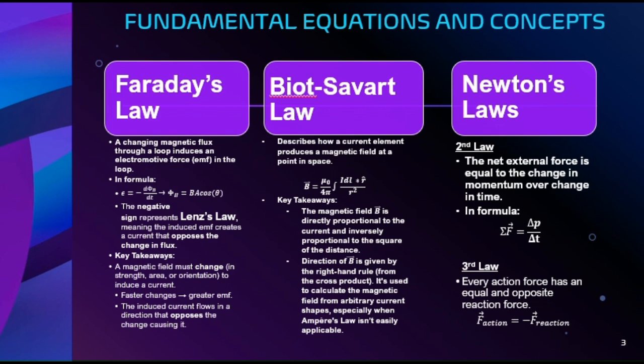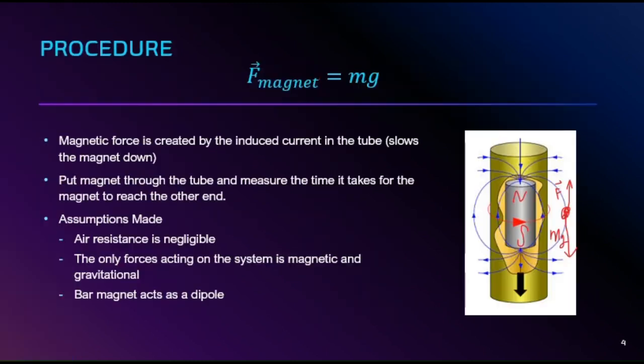And I also reference Newton's laws, especially the second and third. So the net force changes momentum over time, and for every action there's an equal and opposite reaction, which is really important when thinking about how the bar magnet and tube react. And so this is my procedure.